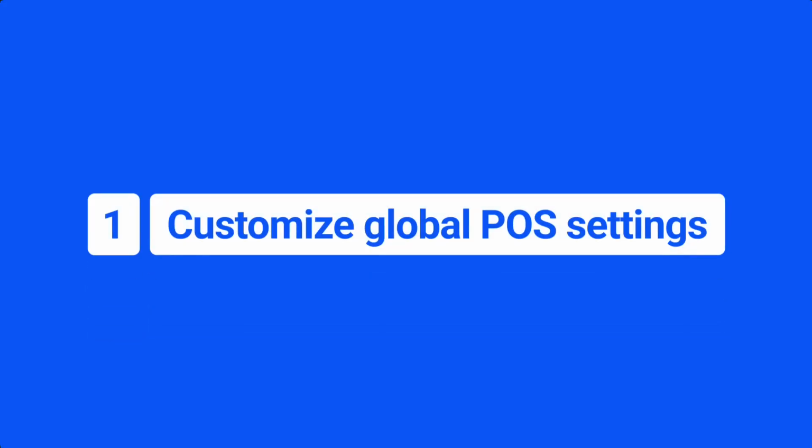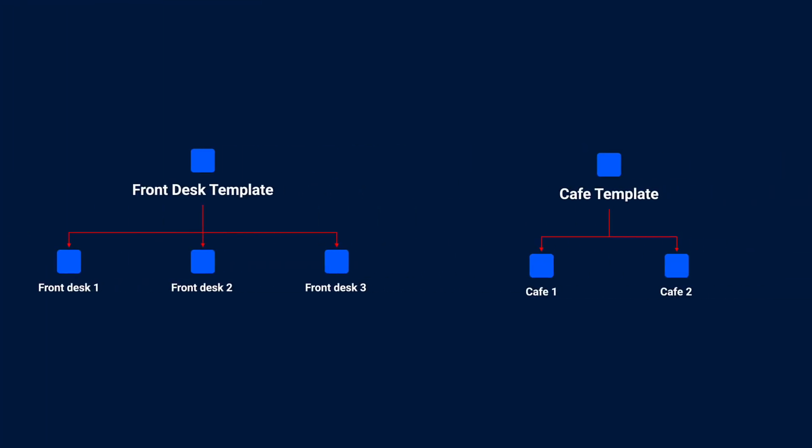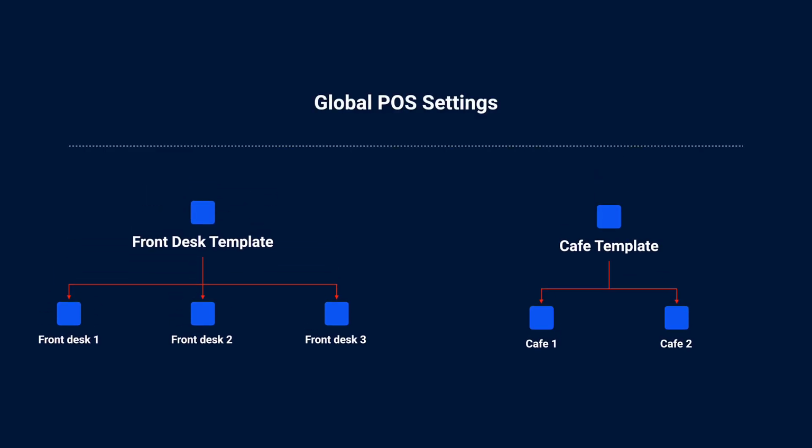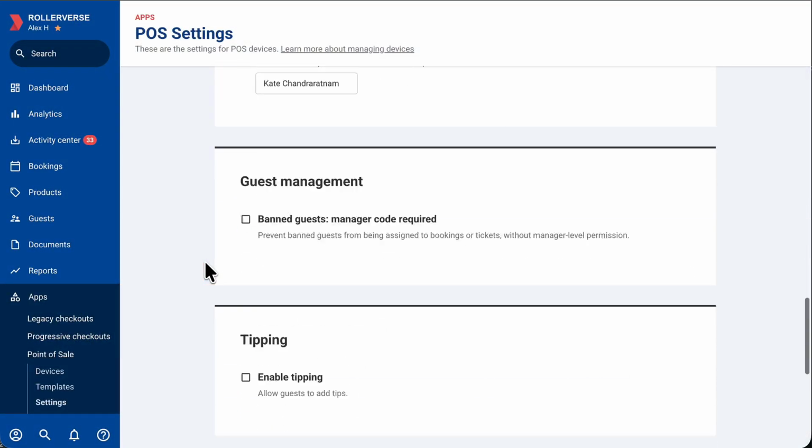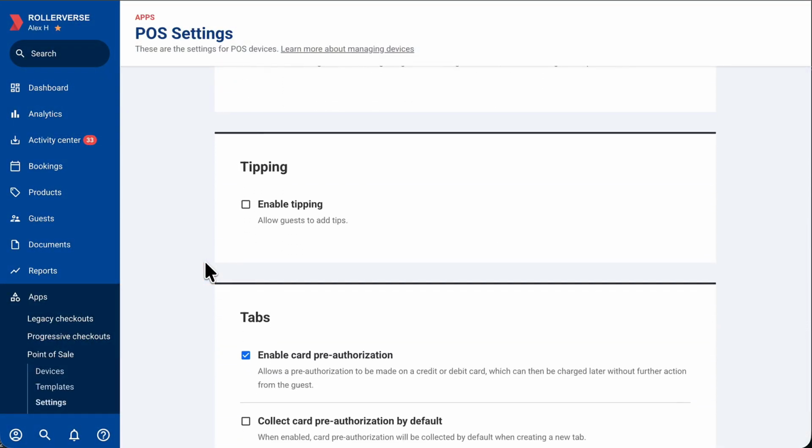Global POS settings control how POS behaves at a venue level. Unlike device or template settings, these rules apply automatically across all POS devices. They're usually configured once, then reviewed as needed. These aren't settings you'll adjust daily.